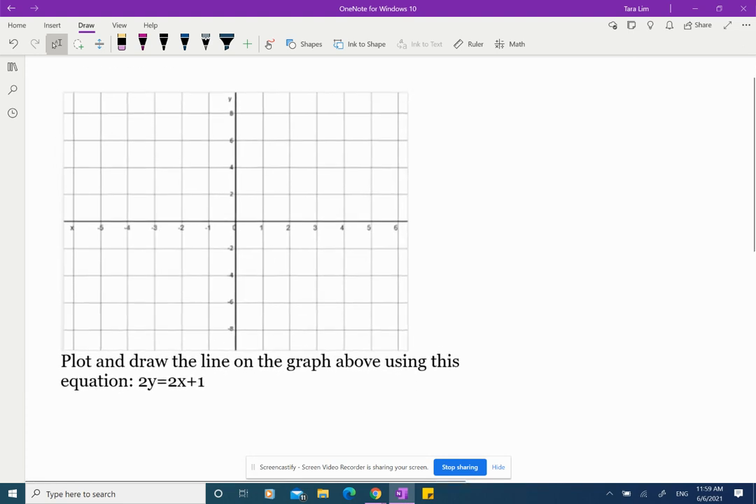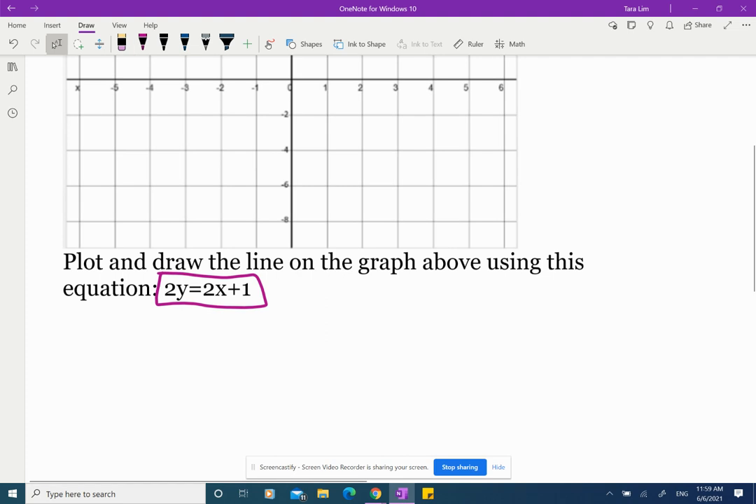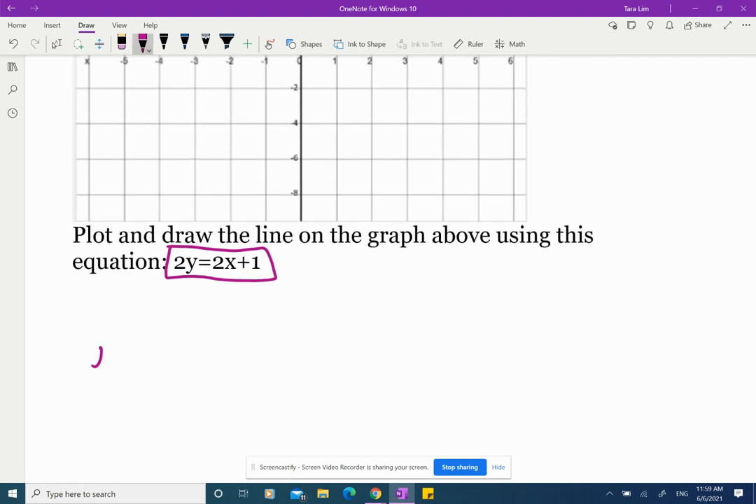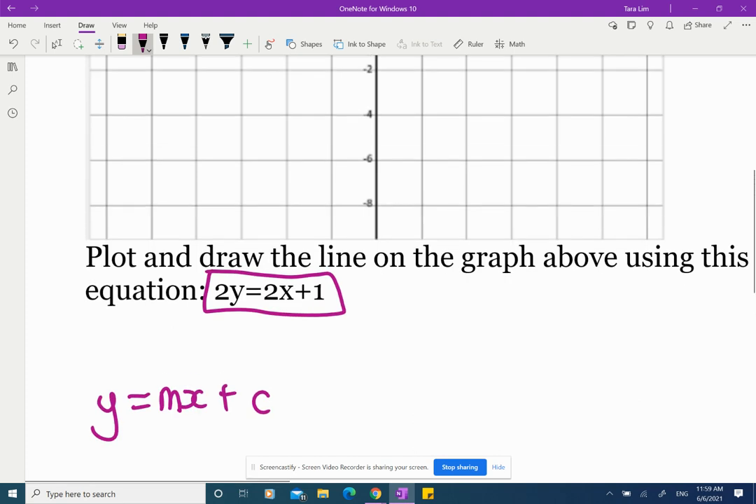We can draw the line on the graph above using this equation, 2y equals 2x plus 1. Whenever we see this, first of all, we want to know the equation y equals mx plus c, or b. Some people call it b, some people call it c. So here we can see 2y is equal to 2x plus 1. So how do you draw the line on the graph?